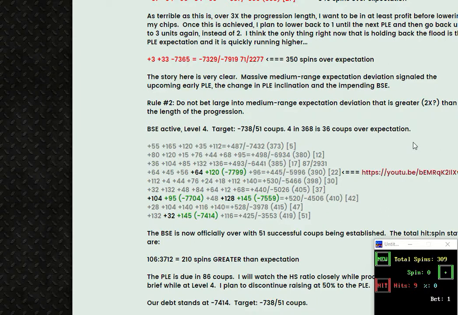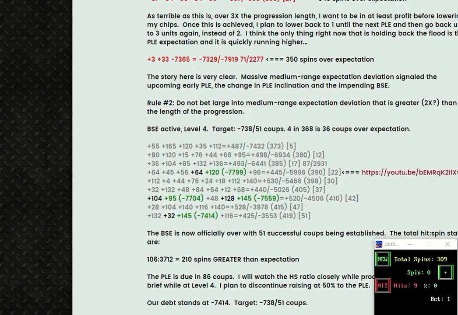Okay, so I mean, this was terrible. This was actually 350 spins less than expectation. It says here over, that's whatever. It's so easy to get confused on over and under as to what you're referring to. But in this case, we had 350 spins. We had more hits. Here it is, right here.